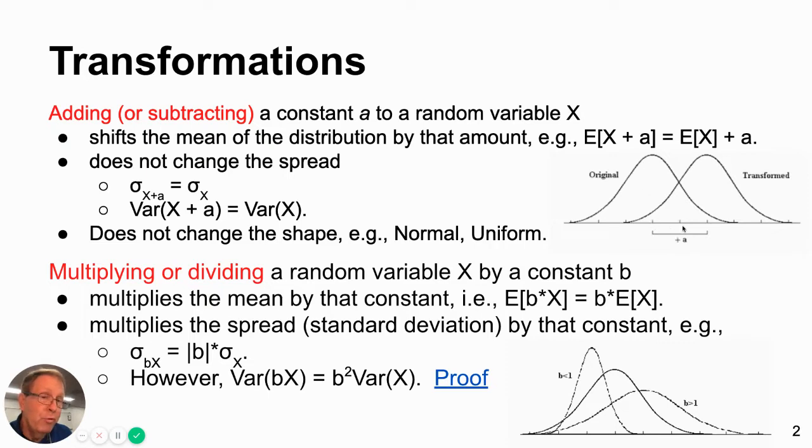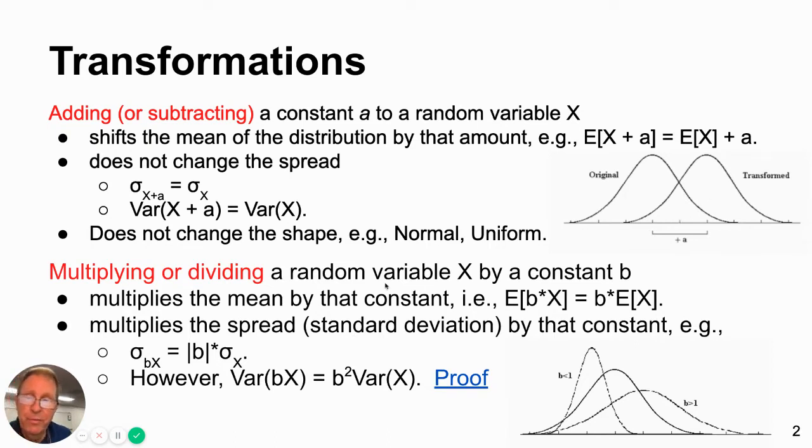The mean has been moved over by a units. The first quartile has been moved over by a units. The third quartile has been moved over by a units. Every location has been moved over by a units. But the spread does not change. So here I have the spread of the distribution of x plus a is equal to the spread, the standard deviation of x. And the variance of x plus a is equal to the variance of x. And as you can see also, the shape does not change. Both of these have the same shape.